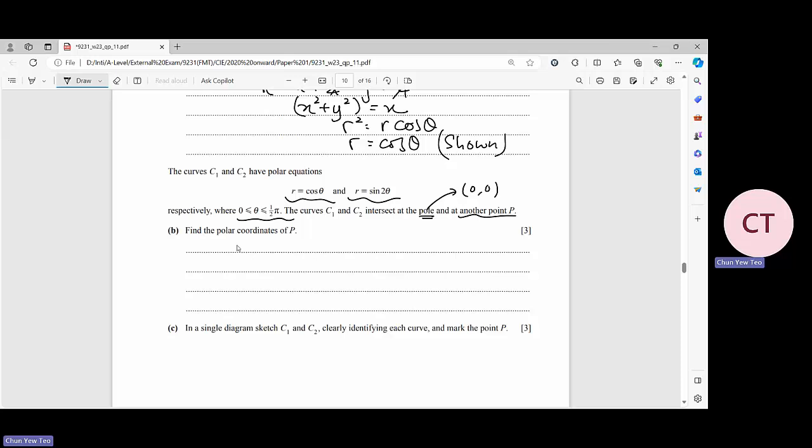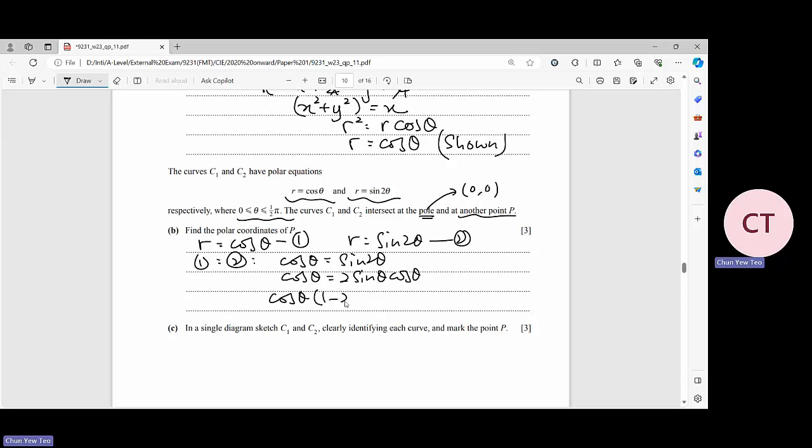So what we need to do is just solve the simultaneous equations. Our r equals cos theta is equation 1, and our r equals sin 2 theta is equation 2. So 1 equals 2. In order to find the intersection, that means you have cos theta equal to sin 2 theta. So this one is 2 sin theta cos theta. So at the end, you have cos theta (1 minus 2 sin theta). Then you have cos theta equal to 0 and sin theta equal to a half.